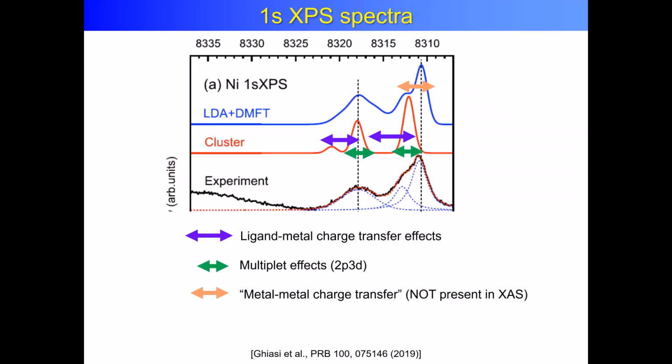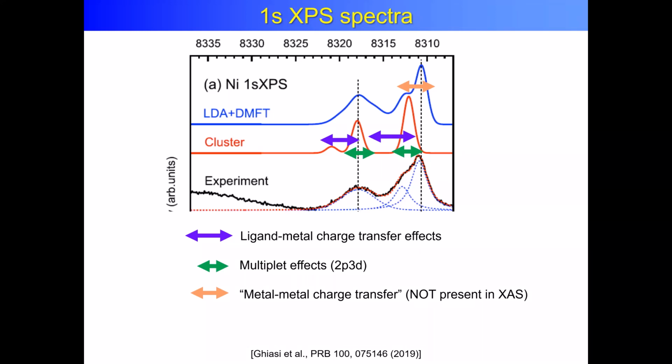If you do 1s XPS, you excite the 1s electron, so it's the same 1s electron, out of the system. This is the theoretical analysis I'll do first, and then I'll switch to the effects of this on X-ray absorption. So in the middle is a cluster calculation. That's a normal charge transfer multiplet calculation, where you take into account multiplets. But the multiplet effects are very small in XPS, so they're the green arrow, so they're actually not visible, they just broaden the lines. And the individual lines are different screening states.